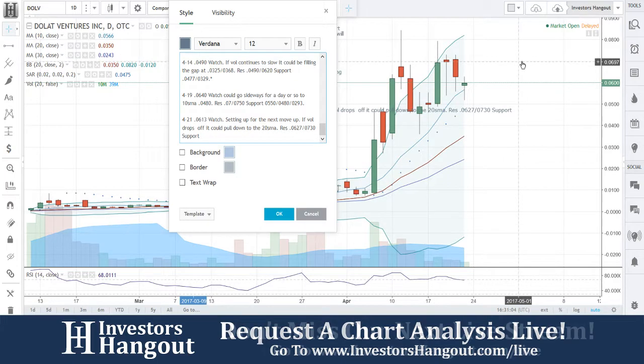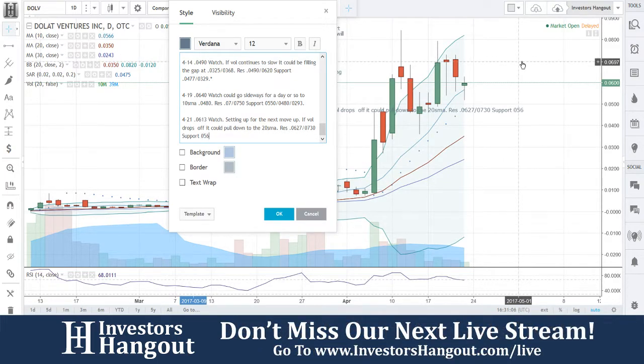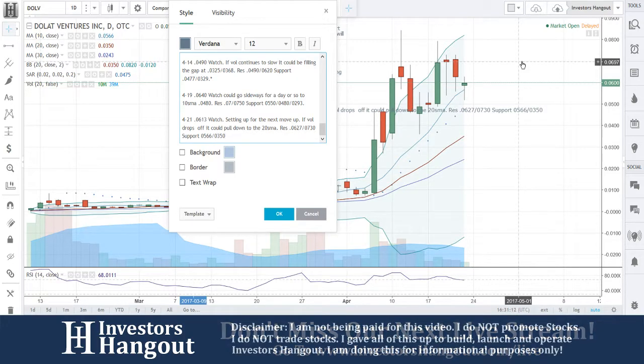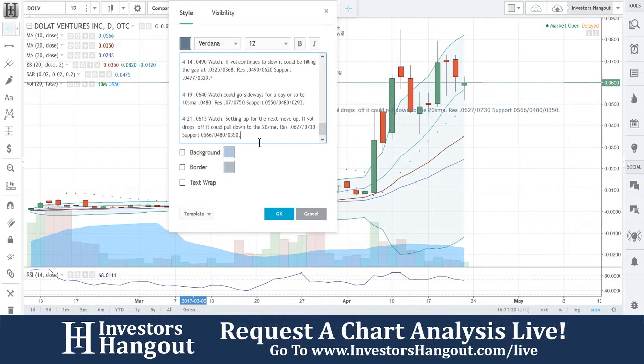Support's going to be that 10-day, and then the 20-day. You'll have some in between there as well, 0.480 and then 0.350. But like I said, I would keep an eye on this one. I personally think that it's getting set up for its next move up. That's at least what I could see here.